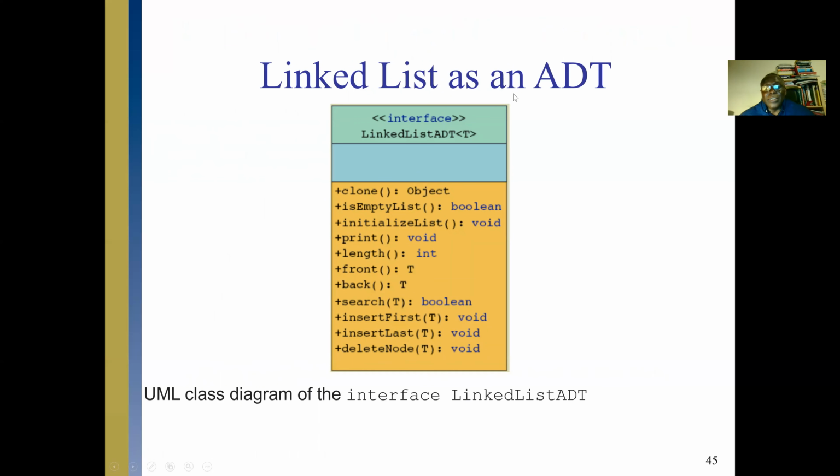So this is the linked list ADT. You can see all the operations that it performs. Is empty, initialize, print, length, front. Front is to see what is in the front of the linked list. Back is to see what is in the back of the linked list. Then the length, print. You can also search an item, or insert first or insert last, or delete the node.